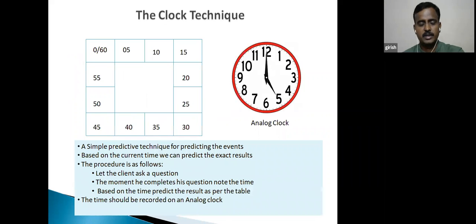Okay, on your screen you can see that there is a representation of the chart in the south style.